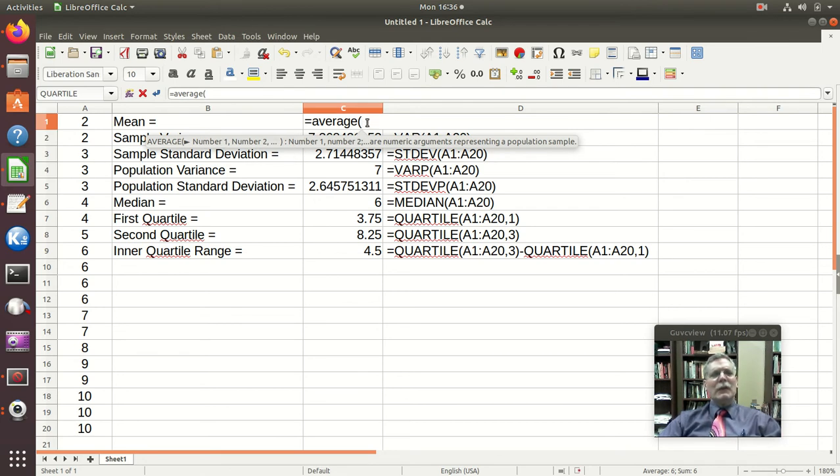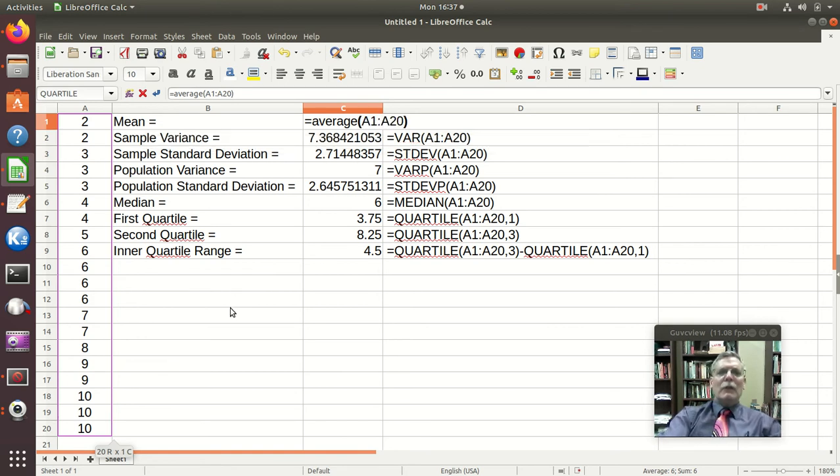I need a bunch of numbers. Now, in this case, I know this goes from A1 to A20, and I could just type A1 colon A20 and close the parenthesis. But actually what I usually do is I go over here and I highlight what I want. I click with a left click in the middle, and I drag down until I get to the bottom, and you see that made the A1 to the A20, and then I do the closing parenthesis. And the reason I do that is then I know it's got the right numbers in it.